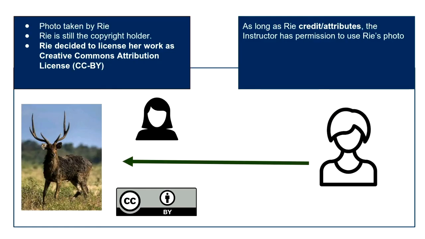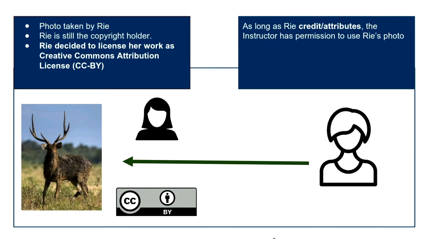So going back to our scenario, this is the exact same photo. The photo was taken by Rie. Rie is still the copyright holder. However, what is different is her work is now licensed under a Creative Commons license, either by putting the license on the description page of her photo or indicating directly on the photo that it is Creative Commons licensed. As long as the instructor provides an attribution or citation to Rie, the instructor can distribute, remix, adapt, and build upon the image without needing to do any more permissions work.